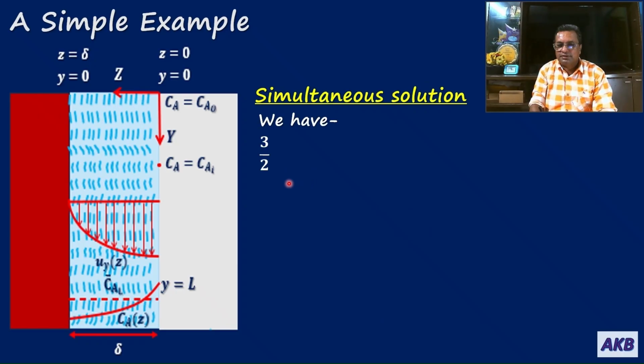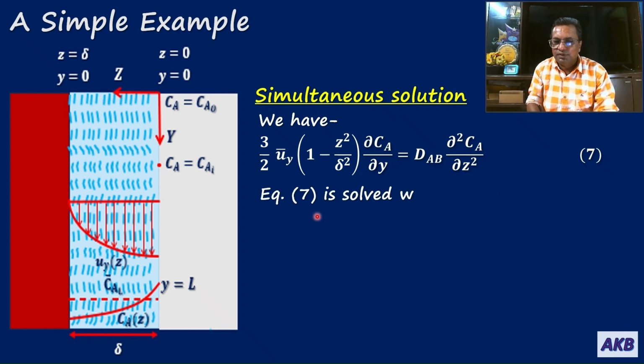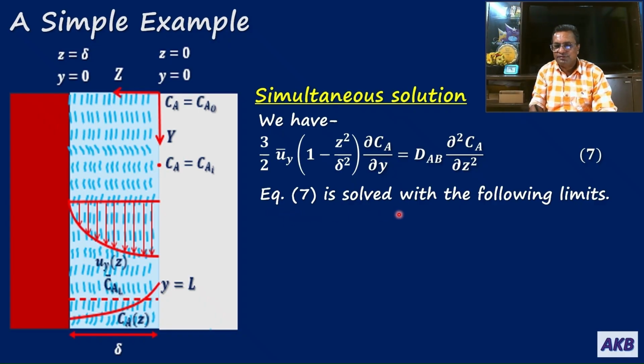So we have 3 by 2 uy bar into 1 minus z square by delta square into dou Ca by dou y, that is equal to DAB into dou square Ca by dou z square. I am going to call this equation number 7. Now equation number 7, we need to solve it, and for that we will need limits because it is a differential equation. So equation number 7 can be solved with these limits.